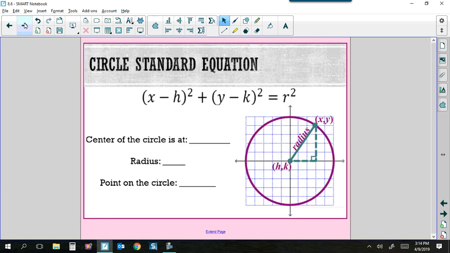All right, so just to review, the standard equation of a circle is the difference of x and h squared plus the difference of y and k squared is equal to r squared, where your center is h and k, your radius is r, and a point on the circle is x and y. Again, remember this all stems from the Pythagorean theorem. We went over this in lesson 8.5.